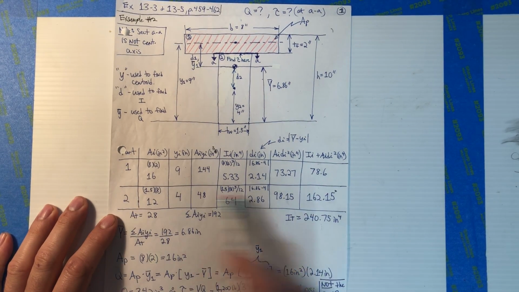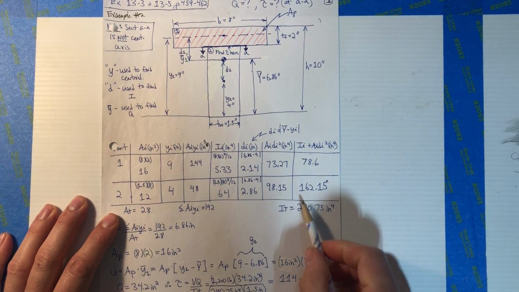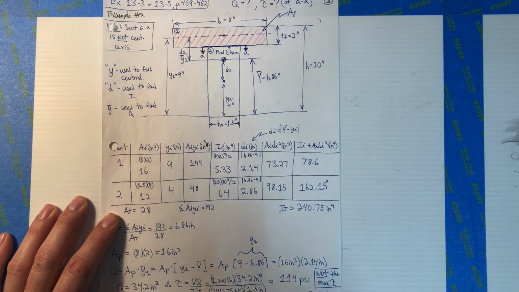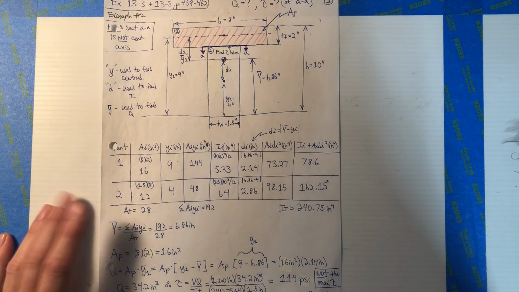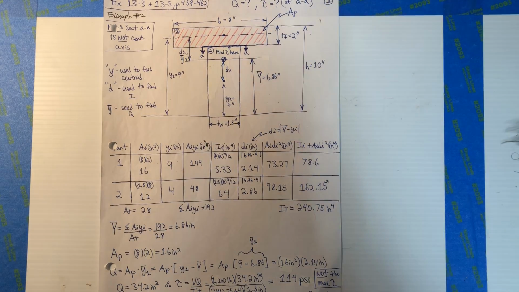And then you add this and that, and you get that. And then you repeat the whole thing, and then you sum this column, and you get the overall moment of inertia for the entire composite section. Okay, and that's what we've been doing all year, and that was on a test, and it'll probably show up in some form or fashion on the final exam as well.